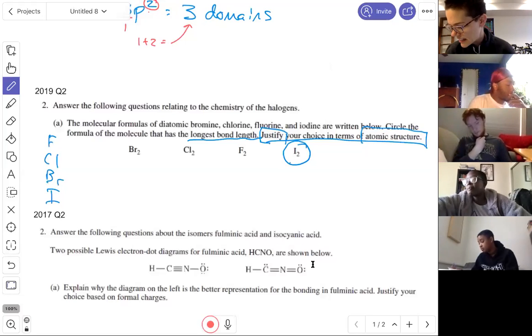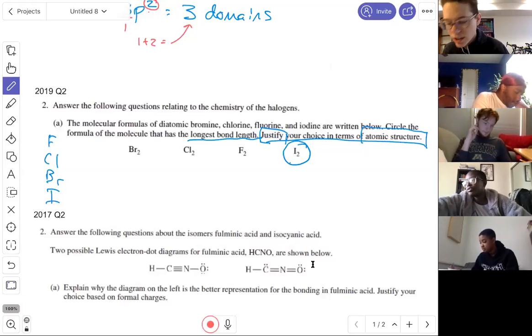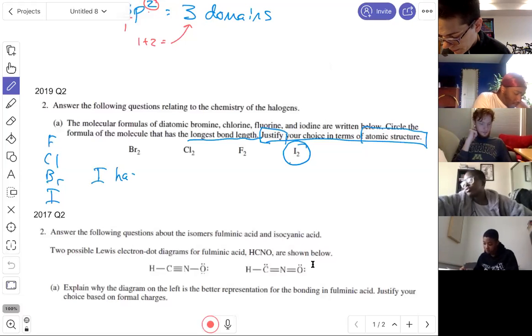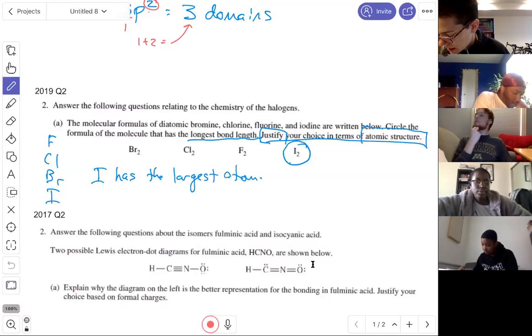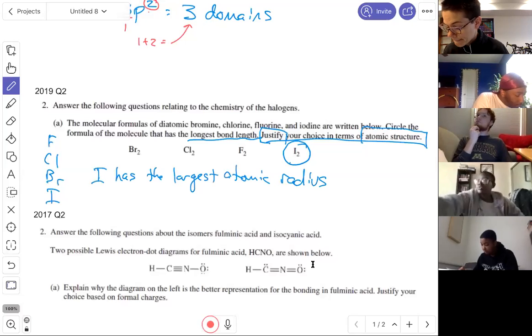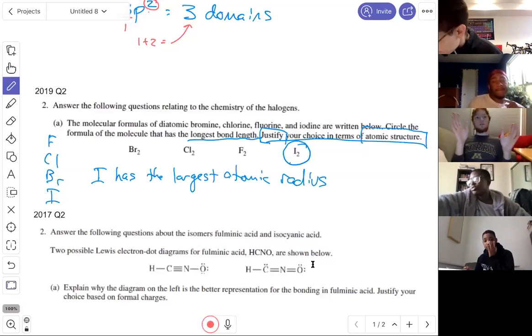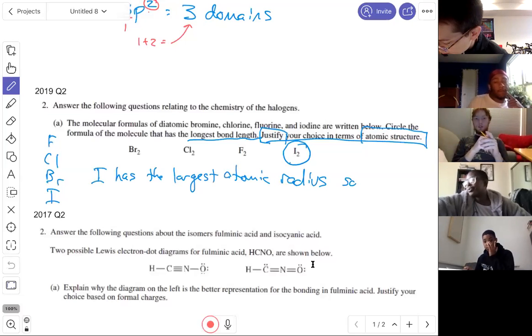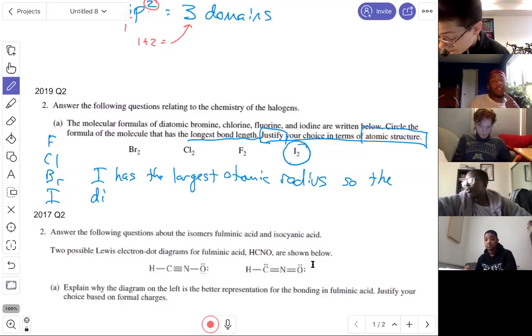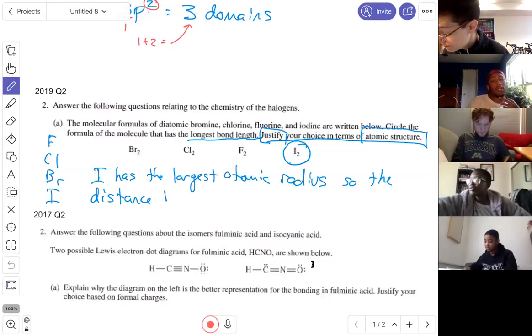All right, so who wants to give an answer? I'll go. All right, Carl? Well, it's iodine because its atomic radius is the largest of the four. Okay, so iodine has the largest atomic radius. That is correct. How does that affect the bond length? That means that the distance between the nuclei is larger. So would you have to reference Coulomb for this? No.